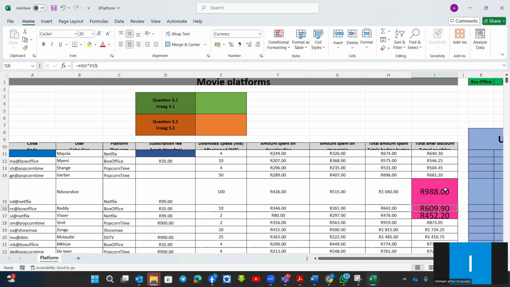So basically, the percentage decrease or percentage increase, as well as the discount amount or discounted amount, that is how we calculate it.